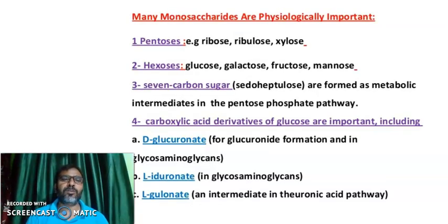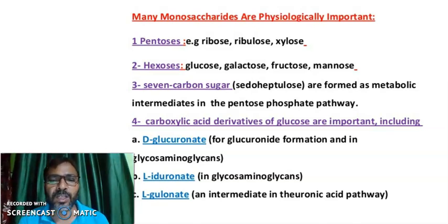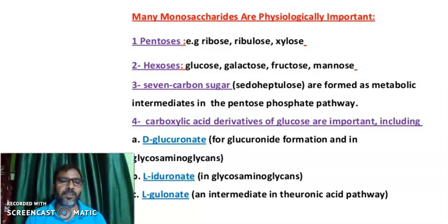Many monosaccharides are physiologically important. Pentoses such as ribose, hexoses such as glucose, and 7-carbon sugars are formed as metabolic intermediates in the pentose phosphate pathway. Carboxylic acid derivatives of glucose are important, including D-glucuronate, L-iduronate and gluconate.